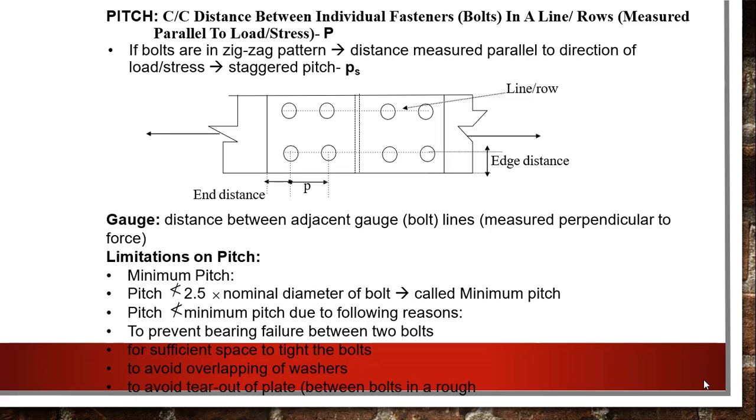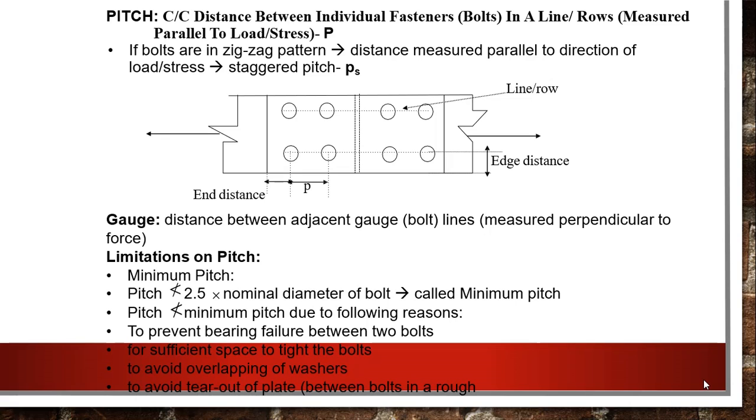So if bolts are in zigzag pattern, the distance measured parallel to the direction of load is called staggered pitch distance. Okay, so as you all can see, there is a member connected with the bolted connection, right? So the center to center distance between two bolts is called pitch, which is measured along the direction of force, right? Number 2 is gauge.